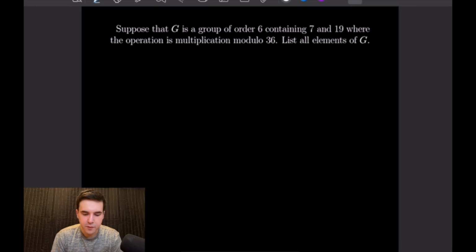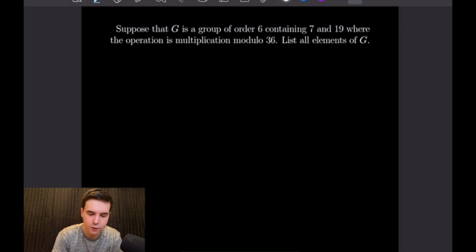So for the next proof, we want to suppose that G is a group of order 6, which contains 7 and 19, where the operation is multiplication modulo 36. We want to list all elements of G. So to do this, we're going to do what feels very natural, and we're just going to combine these elements using multiplication modulo 36 until we can generate 6 elements for the group.